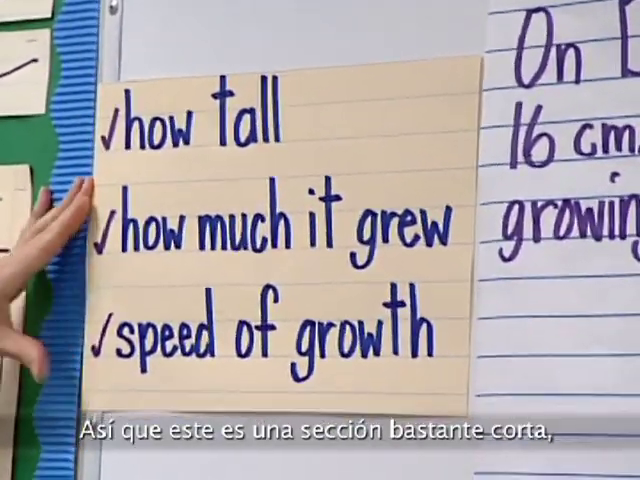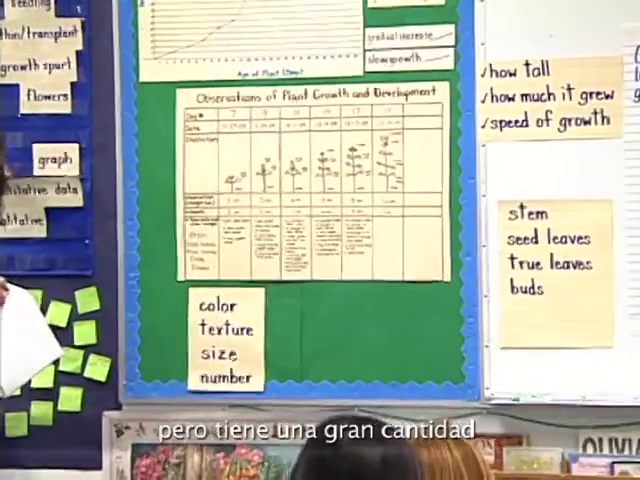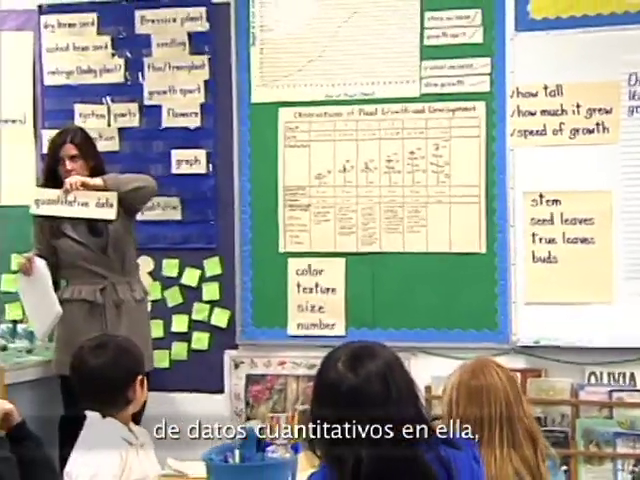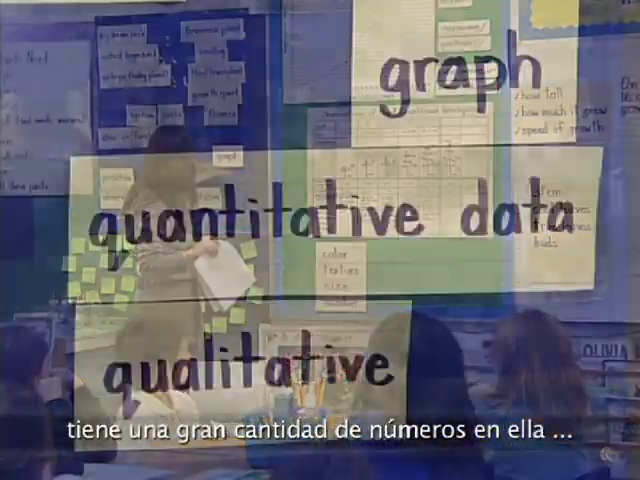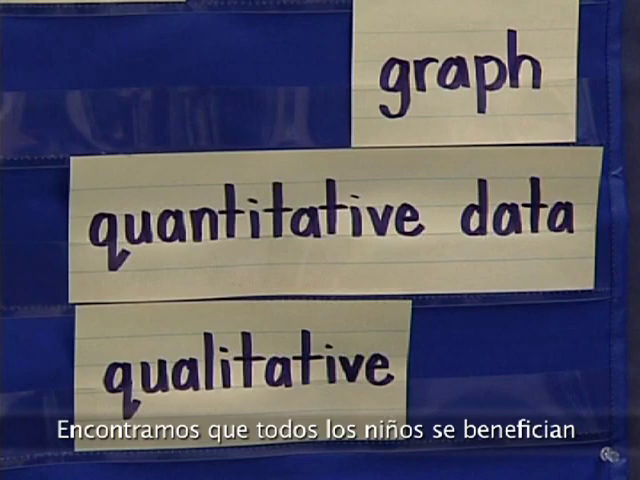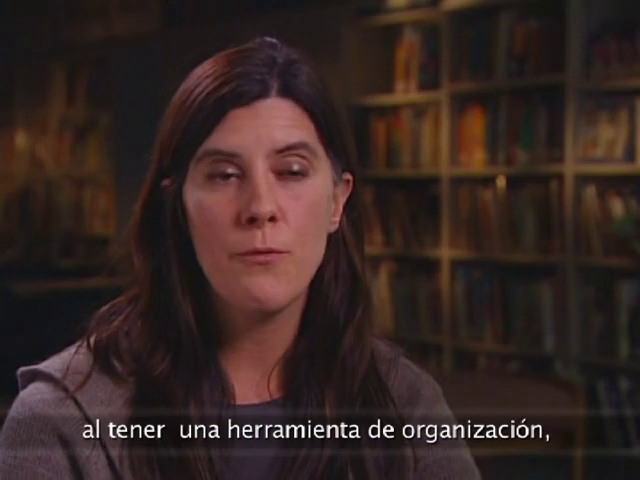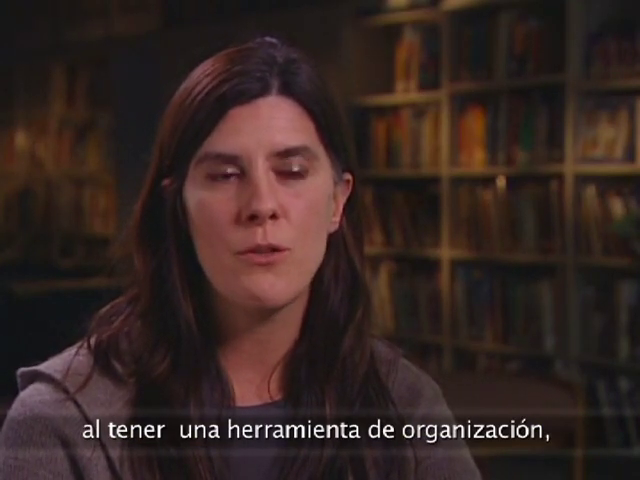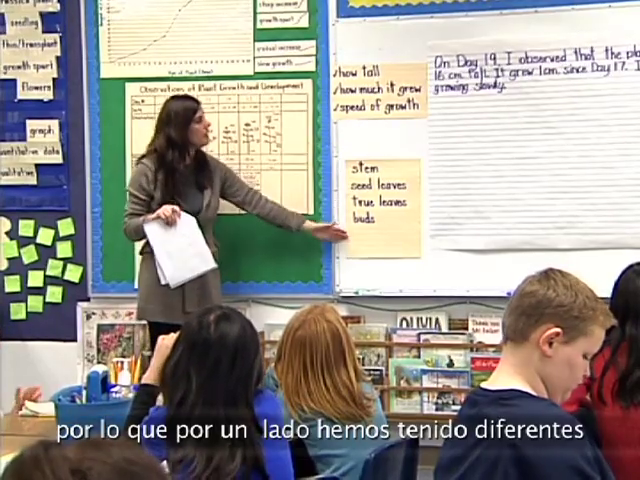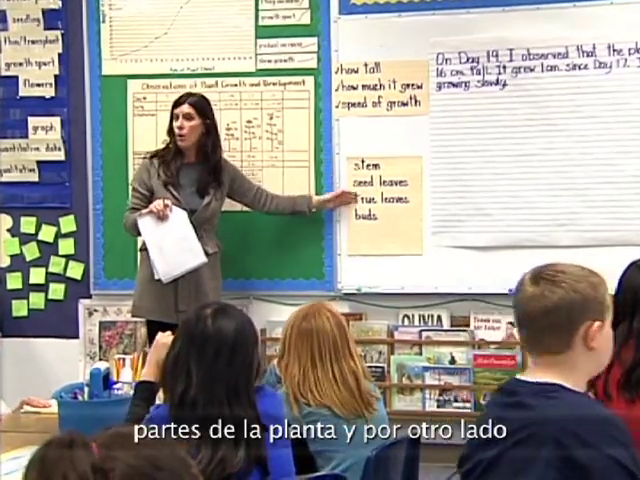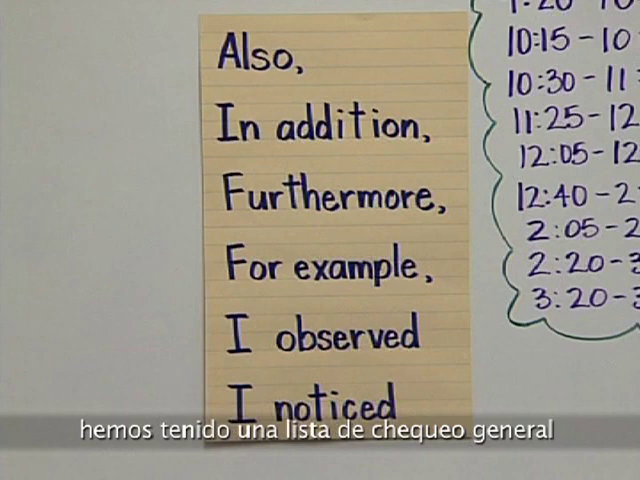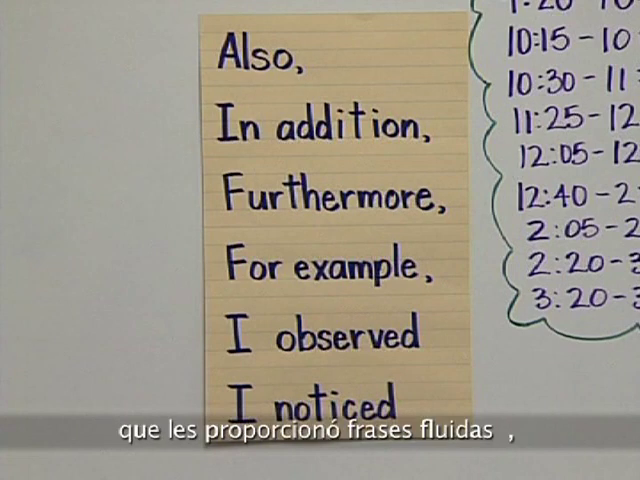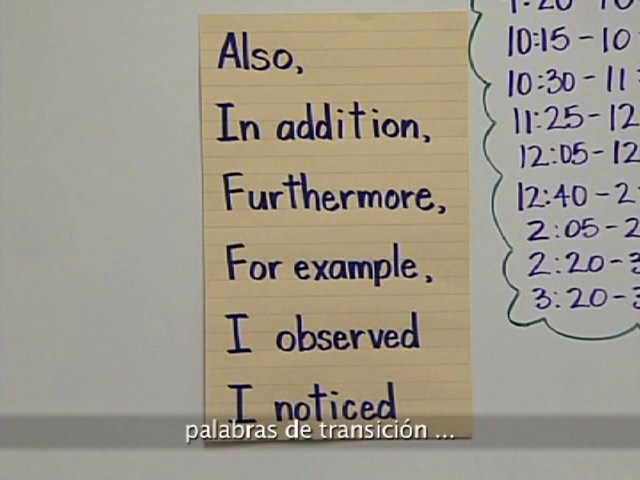So this is a pretty short section, but it's got a lot of quantitative data in it. It's got a lot of numbers in it. We find that all kids benefit from having some sort of organizational tool. So on one side we had different parts of the plant, and then on the other side we had a general checklist that provided them with sentence fluency, transition words.